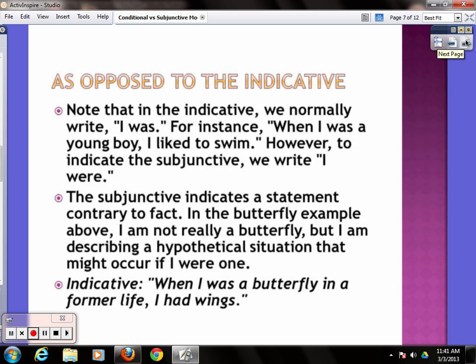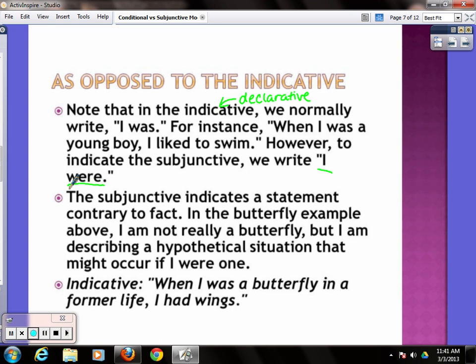Note that in the indicative, remember that's the declarative, right? Declarative. I would write I was. For instance, when I was a young boy, I liked to swim. However, to indicate the subjunctive, I would write I were.